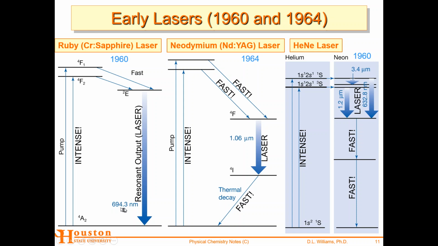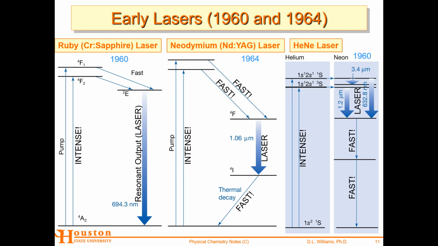So 694.3 nanometers was the laser. The neodymium YAG laser is very, very common. That's that 1064 nanometers or 1.06 micron line right here. And these are the neodymium atoms' energy levels. And then you hear about helium neon lasers.